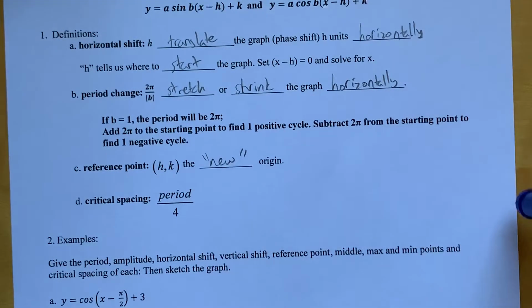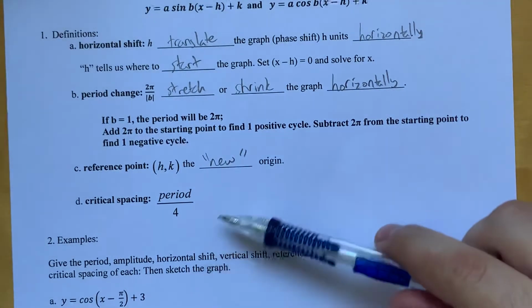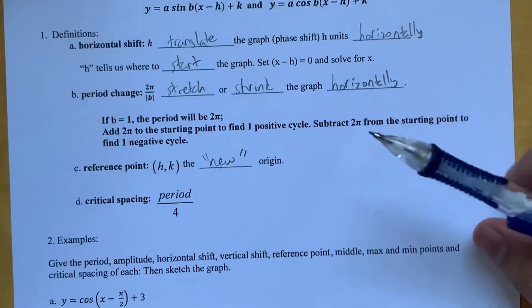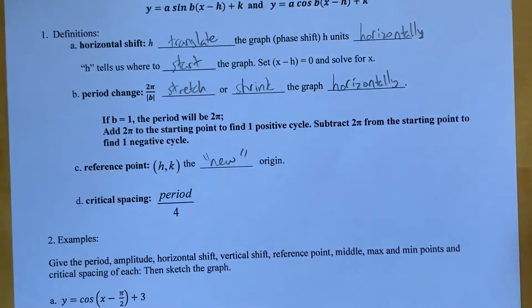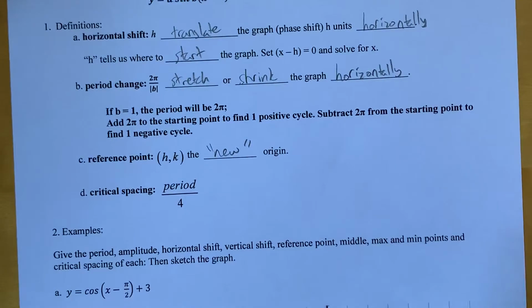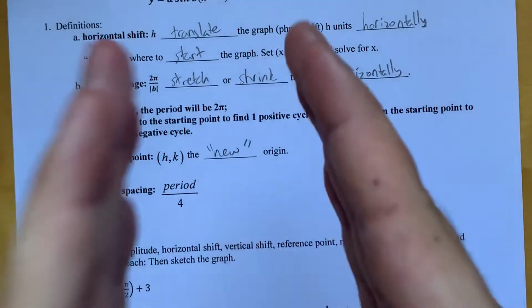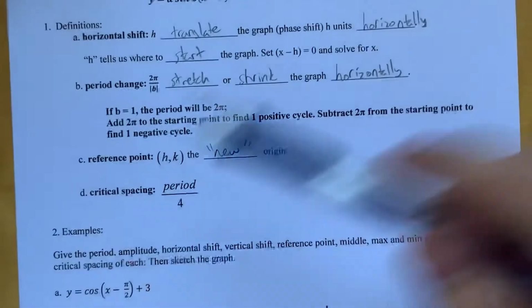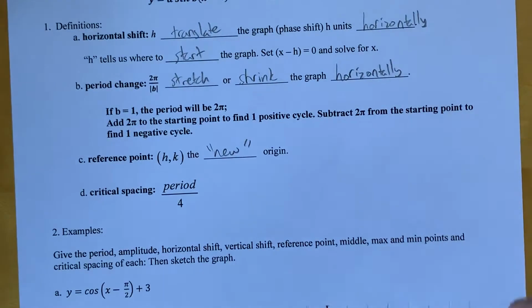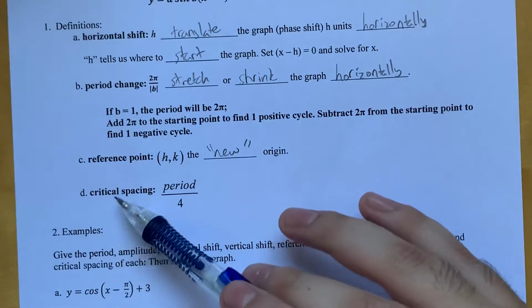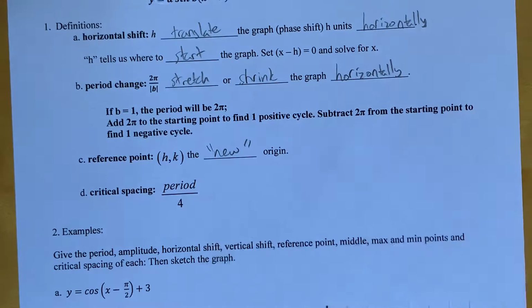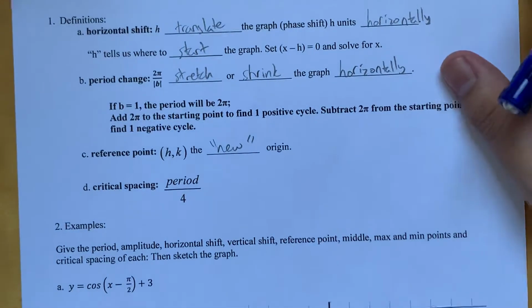All right. So the critical spacing is period divided by 4. It's just saying this is how it's going to be broken down, and we call that the critical spacing. Just an introduction to a new definition. So if I ask you about the critical spacing, you're going to give me period divided by 4. All right, so let's do the examples.